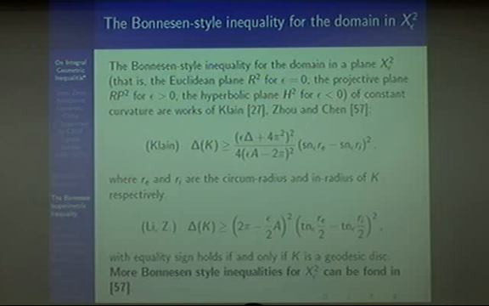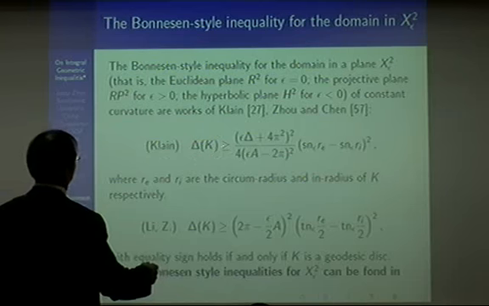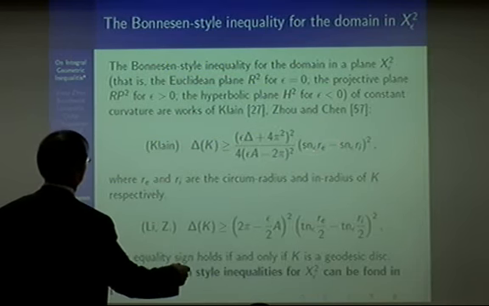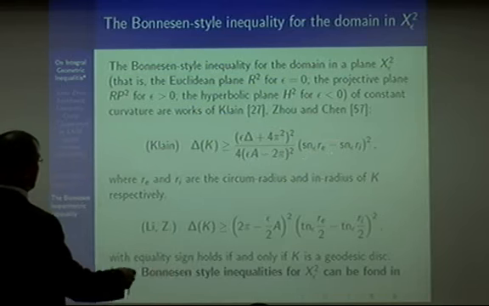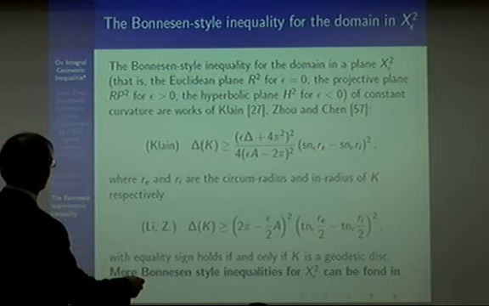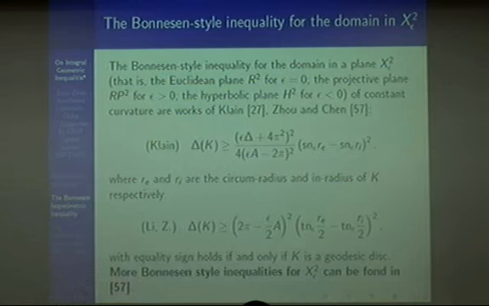Of constant curvature, works of Klein and included myself and students. Those papers were published in 2007. Okay, and Klein has this one. This is well defined. And if epsilon goes to 0, then this one is exactly just R and r.